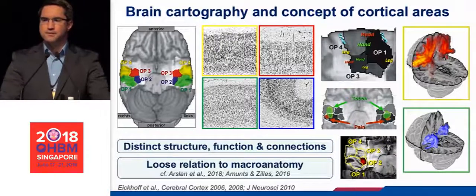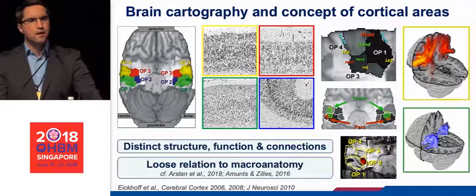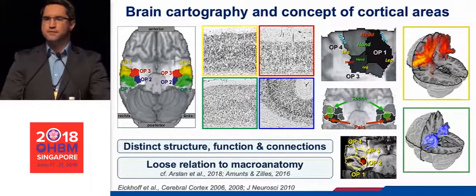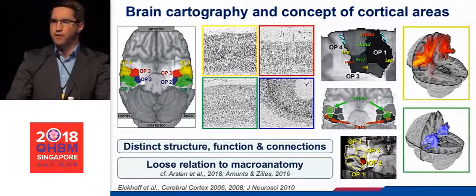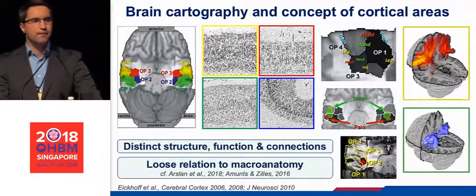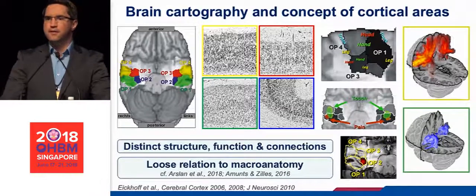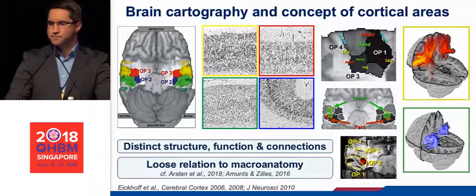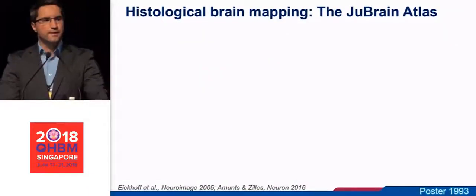macroanatomical landmarks, gyri and sulci, are only loosely related to these functional building blocks of the brain. That is, based on gyri and sulci, we can roughly estimate where an area is, but gyri and sulci do not conform to the functional territories. So how do we delineate these?